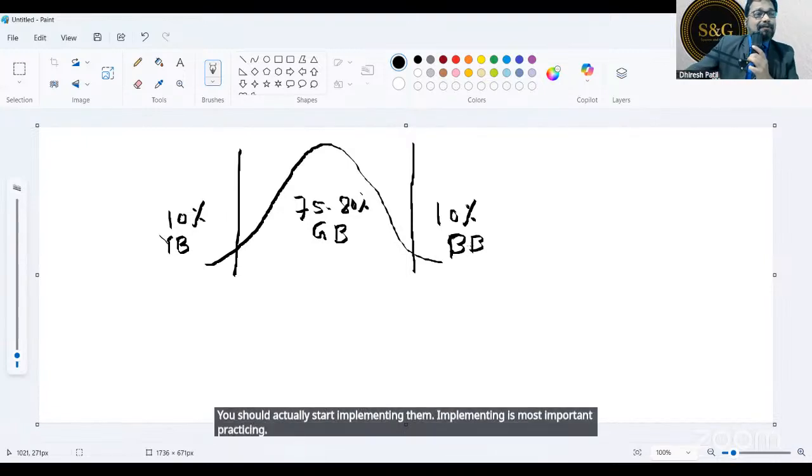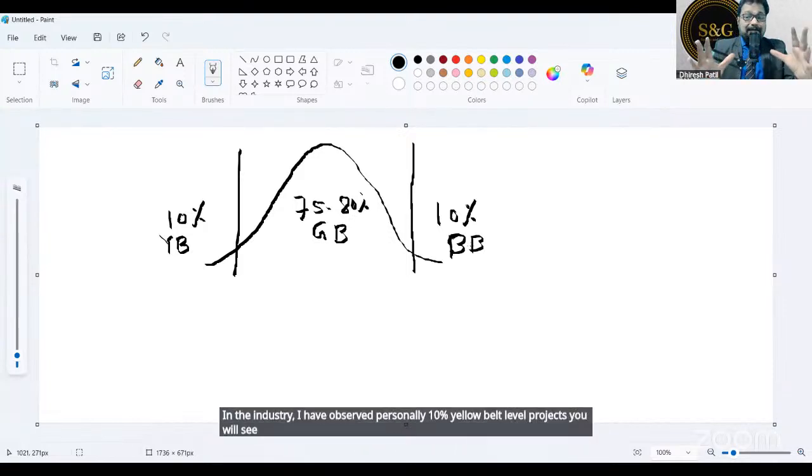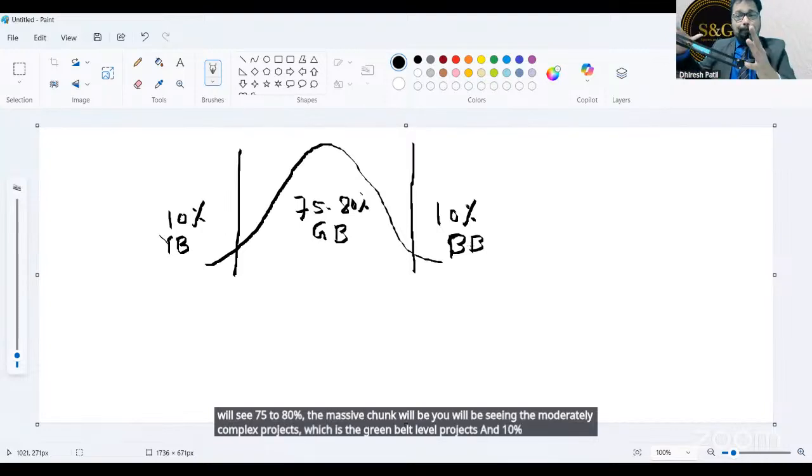So we are just talking about the industry. In a nutshell, I have observed personally that you will do 10% yellow belt level projects. For 75 to 80%, the massive chunk, you will be seeing moderately complex projects, which are the green belt level projects. And only 10% are very complex, very large size projects, called black belt level projects.